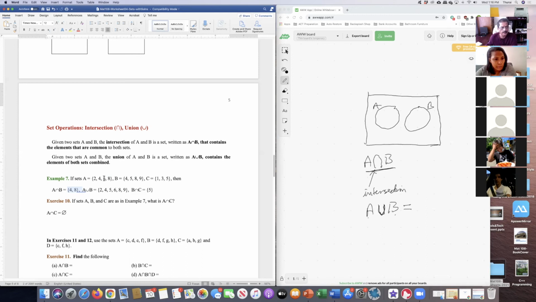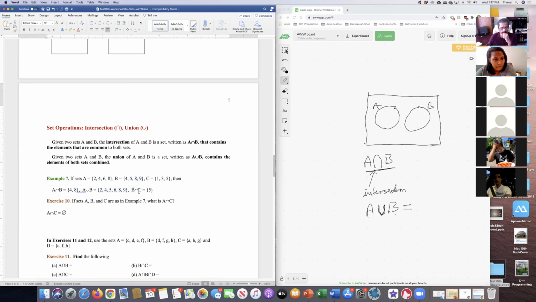A union B means everything in A and everything in B should be collected together, but you don't write the same element twice. So for example, 4 is here in A and in B. You write the 4 only once in the union. So the union has 2, 4, 5, 6, 8, 9, because we had to combine all these elements in A and the elements in B into one set, and that's what this is, union, right here.